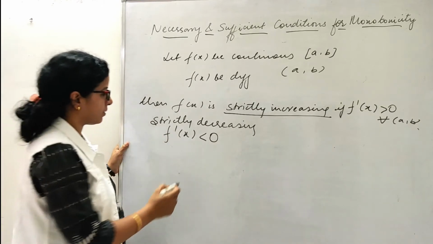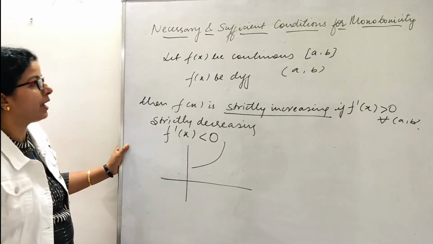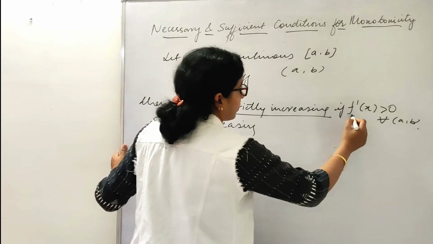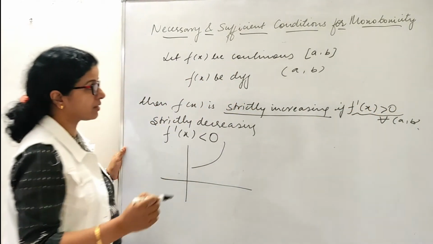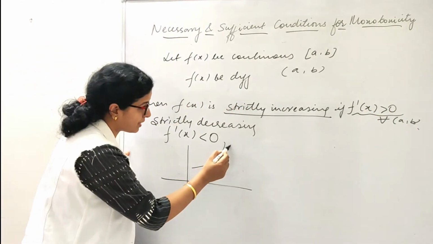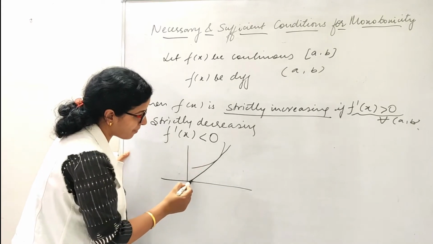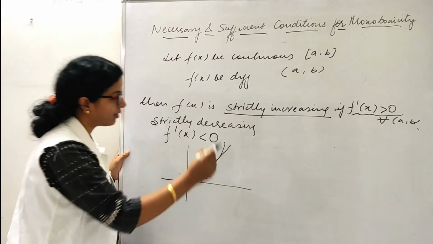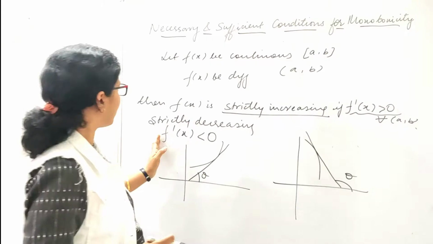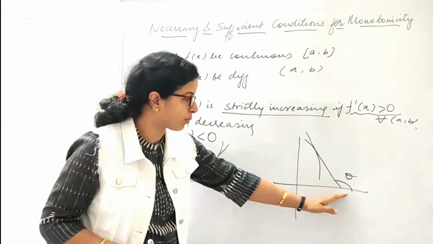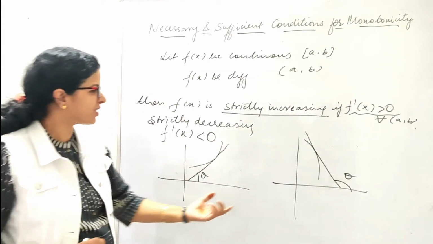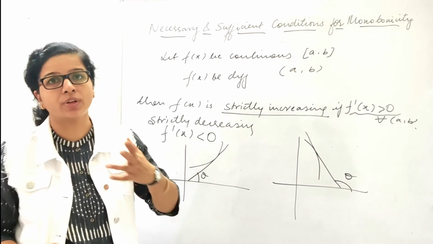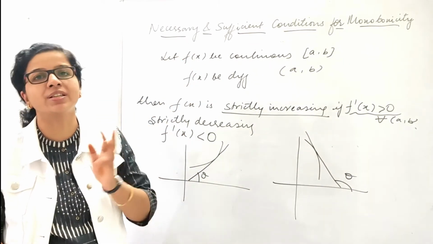Now what does that mean? Say for example, this is the graph, and what is the condition? f'(x) is greater than 0 for strictly increasing. It means the tangent at every point makes an acute angle with the x-axis, right? Whenever strictly decreasing, tangent will make an obtuse angle. So this is the geometrical interpretation you can say of the necessary condition of increasing decreasing function.